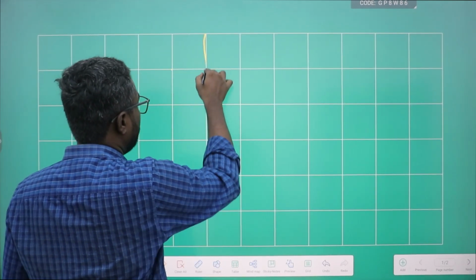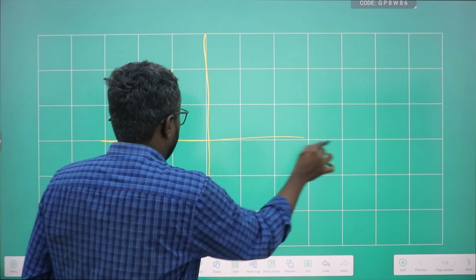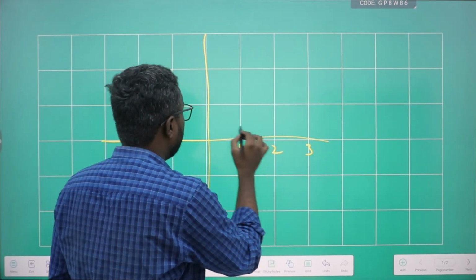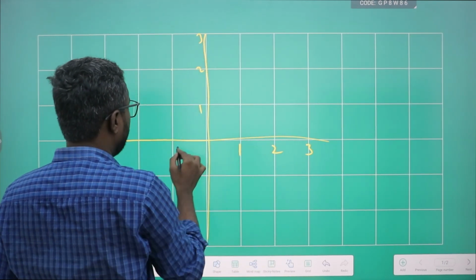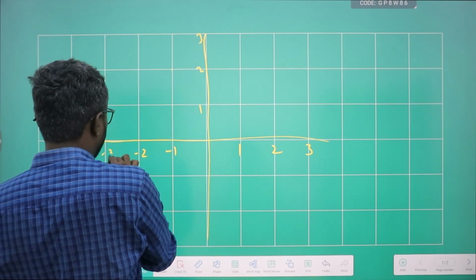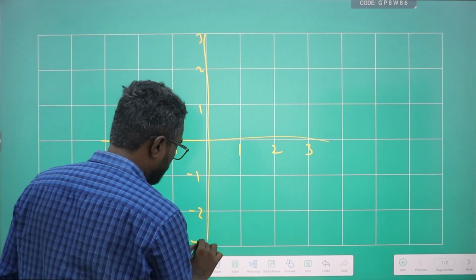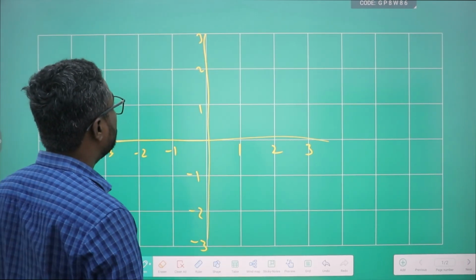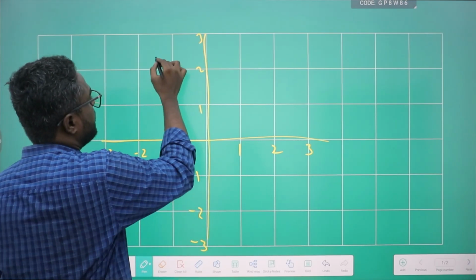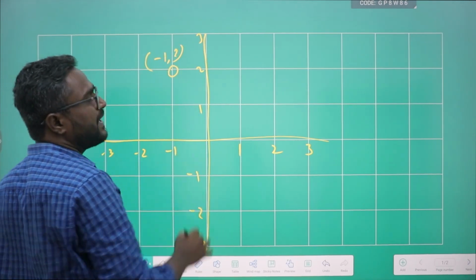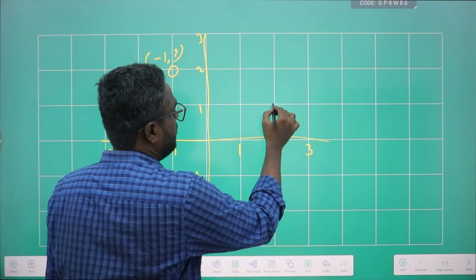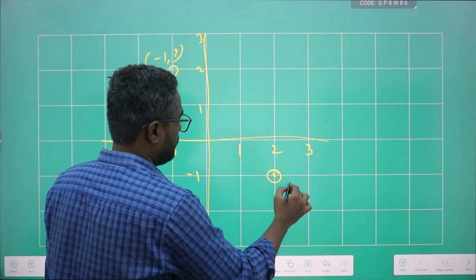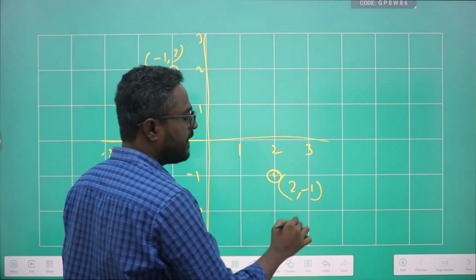So let's say, tada! 1, 2, 3, 1, 2, 3, negative 1, negative 2, negative 3, negative 1, negative 2, negative 3. So let me just take a point over here which says negative 1, comma 2, and let me take this point over here, which is nothing but 2, comma negative 1.